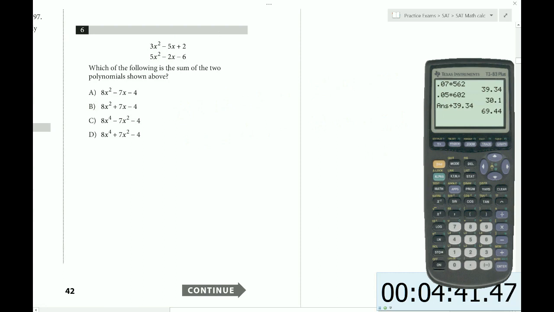Which of the following is the sum of the two polynomials shown above? So all we have to do is add the like terms, right? Or I should say combine. So 3x squared and 5x squared is 8x squared. Negative 5x, negative 2x is negative 7x, right? They're both on the same negative team, if you will. Plus 2 and negative 6, those are on opposite teams, so the numbers subtract. We take the sign of the larger. So we get 8x squared minus 7x minus 4. Answer choice A.